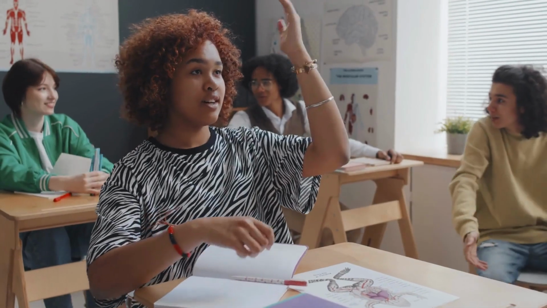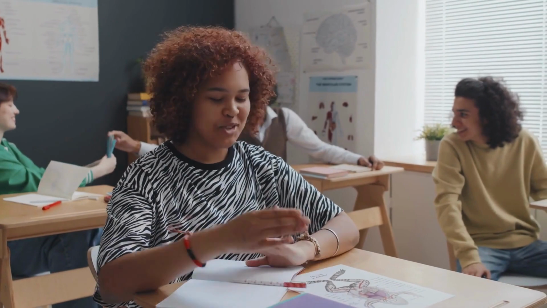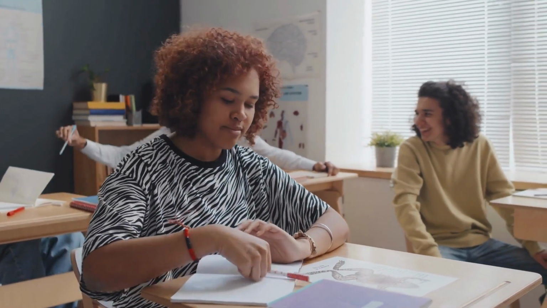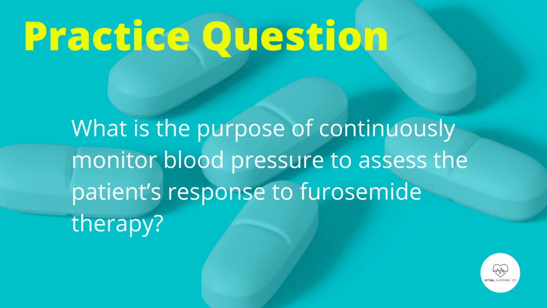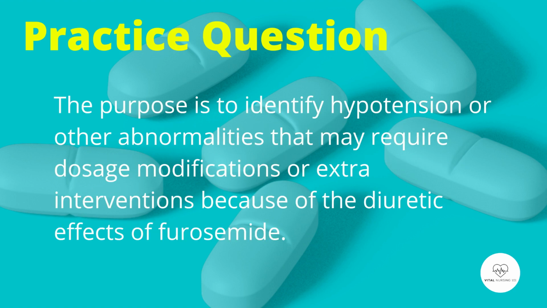Mini quiz. From here, you will answer 3 questions to reinforce your learning. Starting with the first question. What is the purpose of continuously monitoring blood pressure to assess the patient's response to furosemide therapy? Pause the video here to write down your answer. The purpose is to identify hypotension or other abnormalities that may require dosage modifications or extra interventions because of the diuretic effects of furosemide.